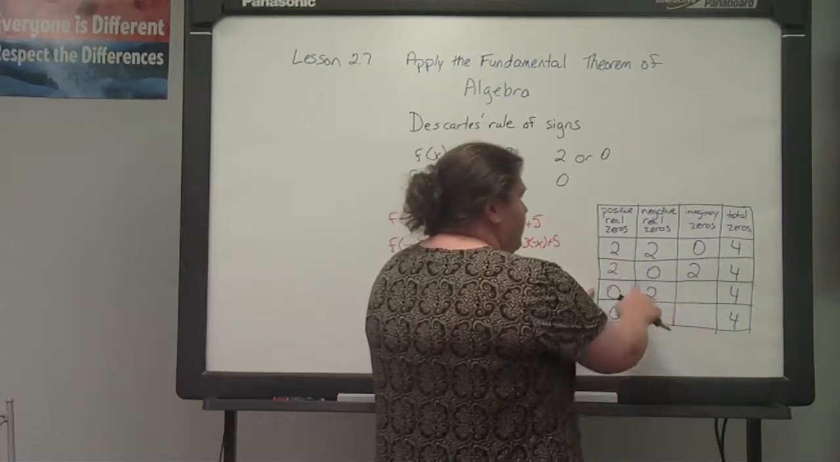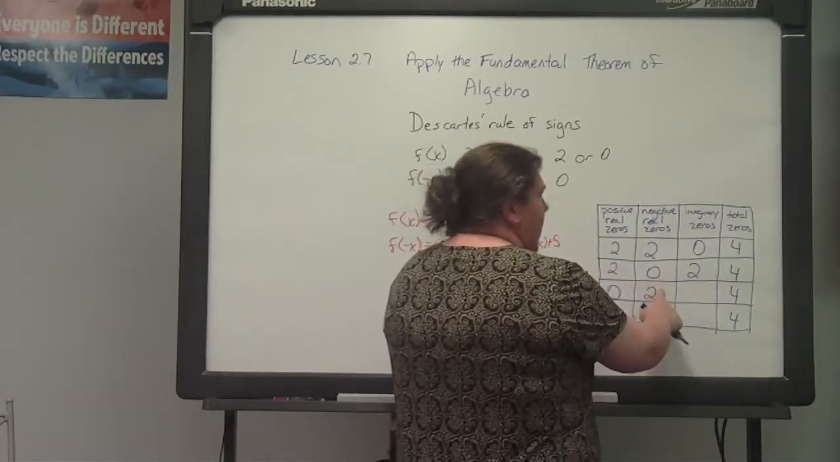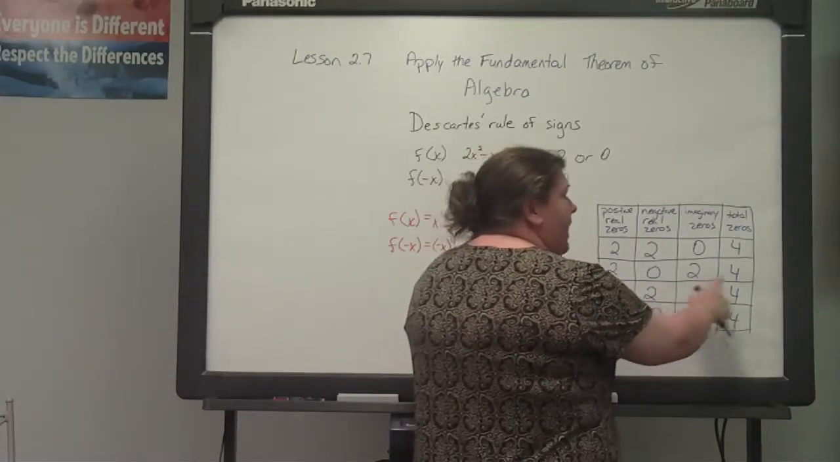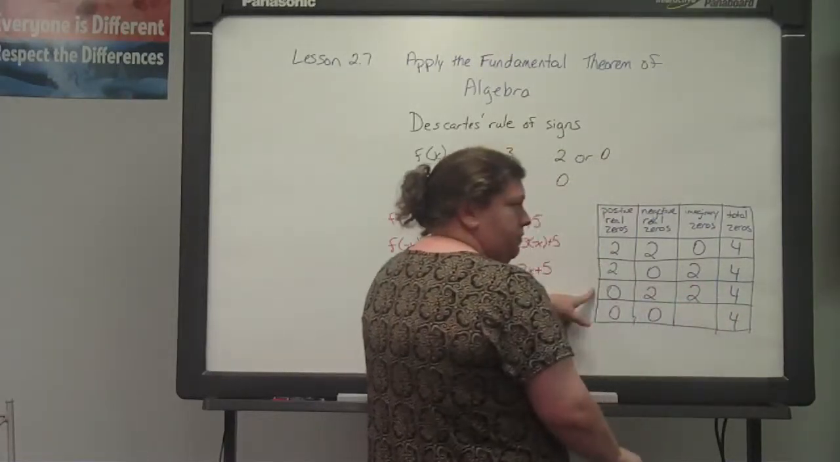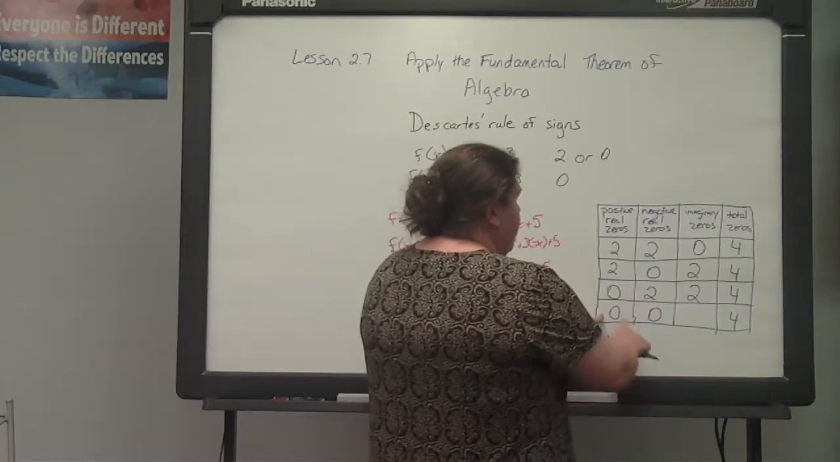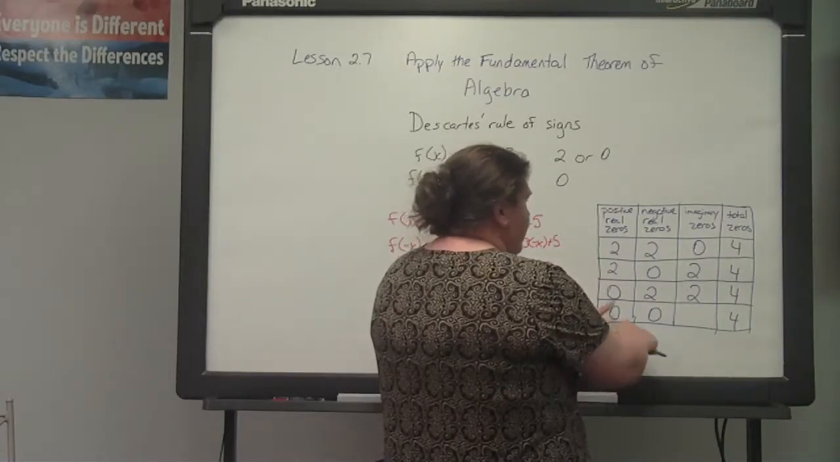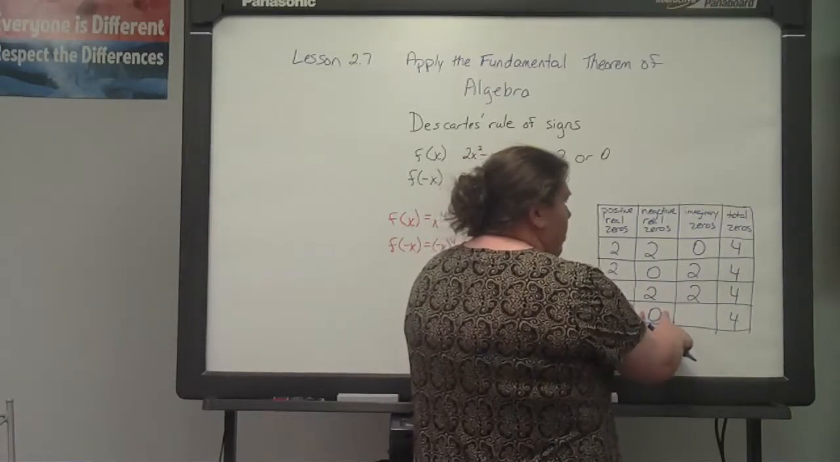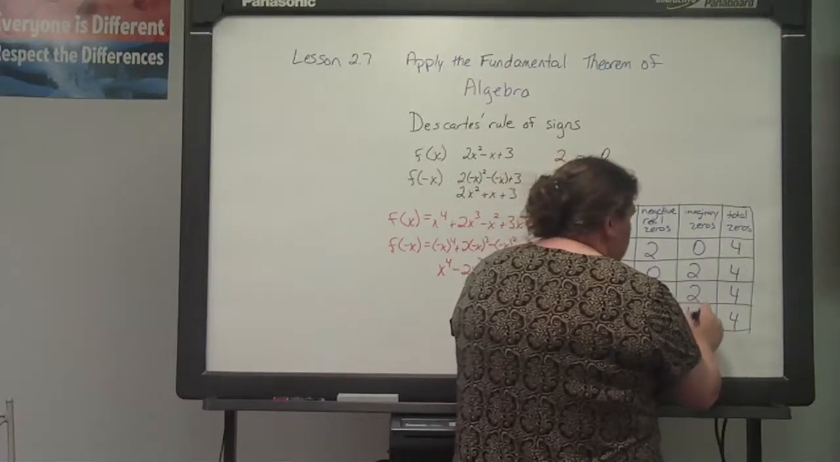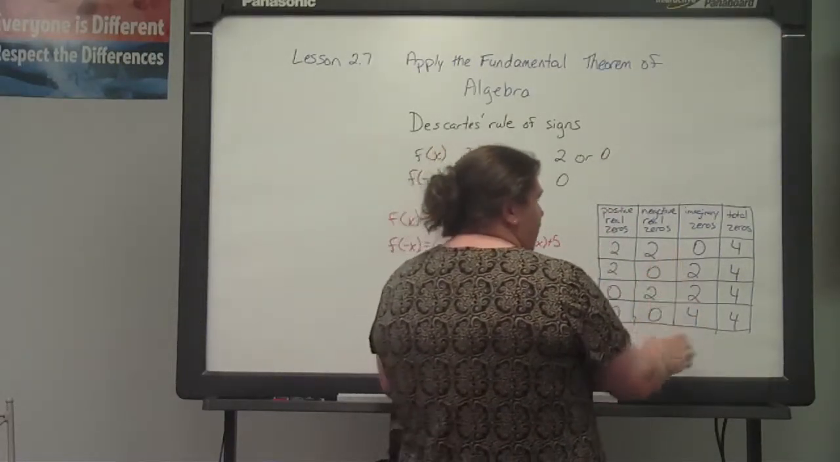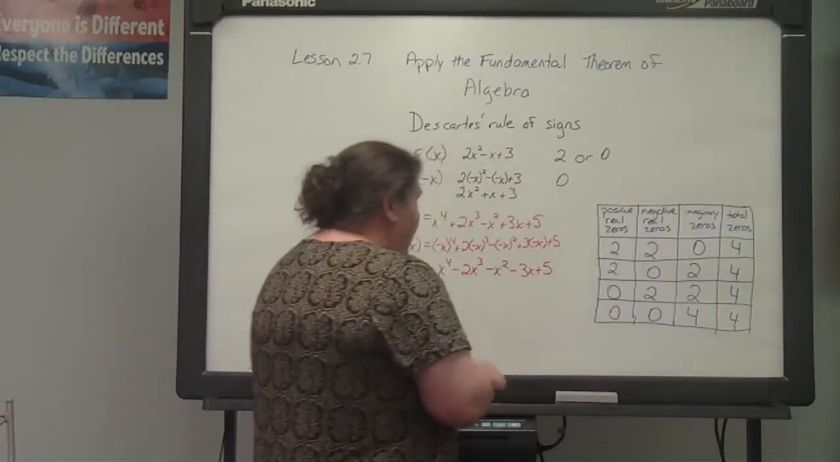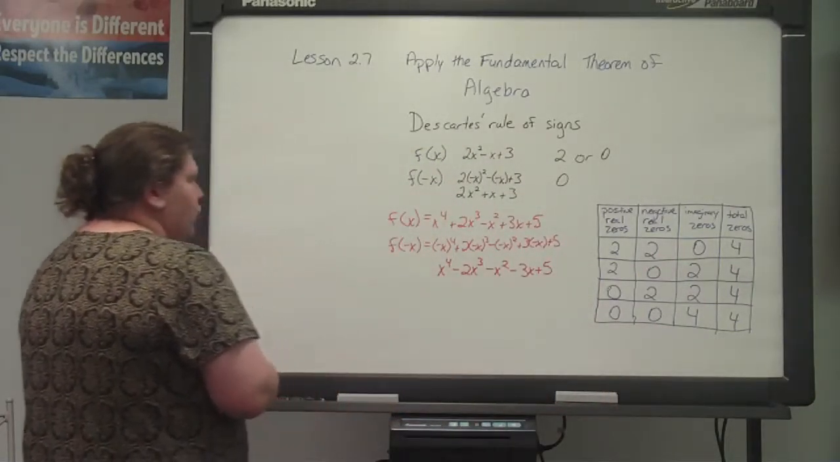Again, we have 0 positive plus 2 negative, that gives me 2, but I need 4, and so again we'll have 2 imaginary zeros. And then the last one we have 0 positive plus 0 negative, which means all possible zeros, total zeros, will be imaginary. And that is how you use Descartes' rule of signs.